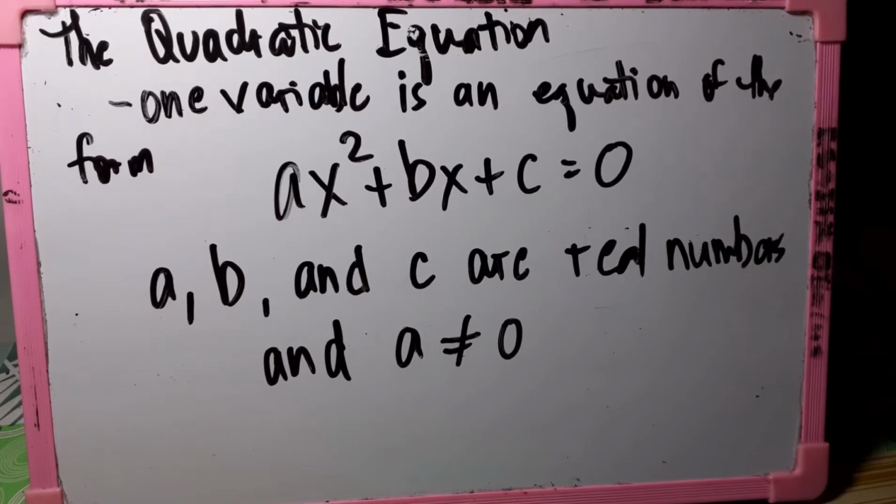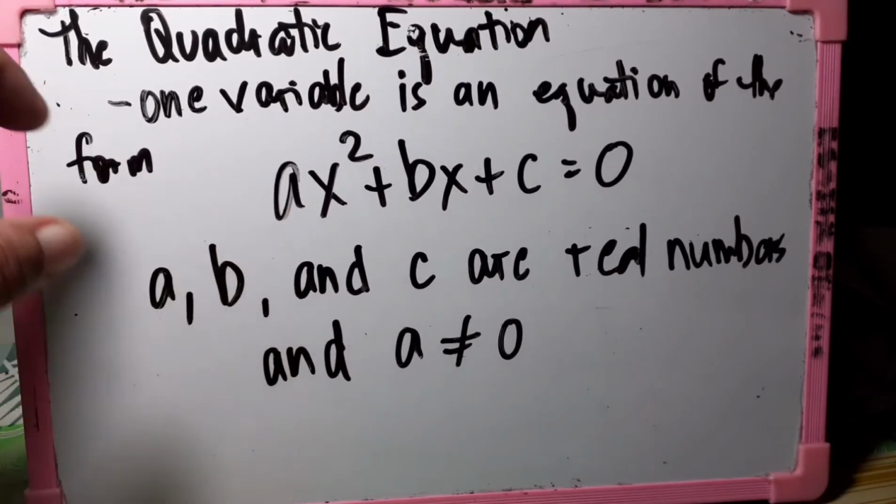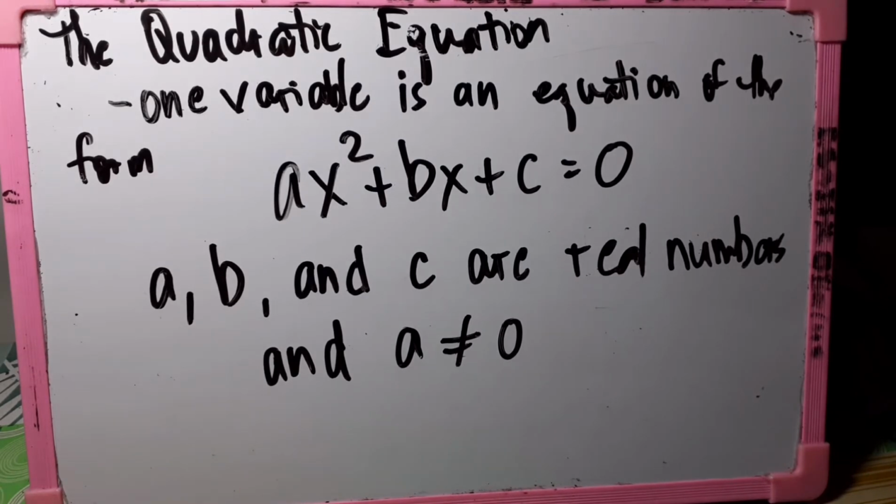Today we are going to discuss quadratic equations. So what is a quadratic equation? I have here a definition. A quadratic equation in one variable is an equation of the form ax squared plus bx plus c equals 0, wherein A, B, and C are real numbers and A is not equal to 0.